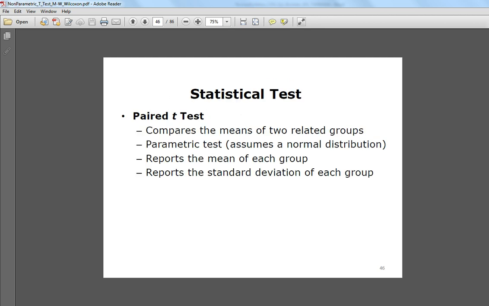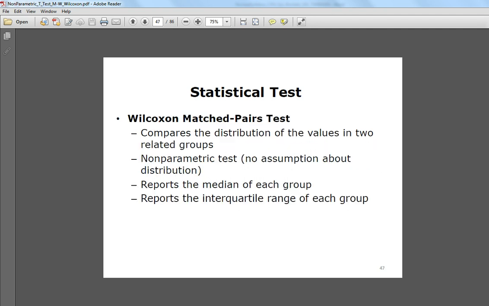So, paired t-test compares the means of two related groups. It's a parametric test statistic. It assumes a normal distribution. It utilizes your mean and standard deviation, which are features of a population in a normally distributed group. And it will report the mean. It will report the standard deviation.